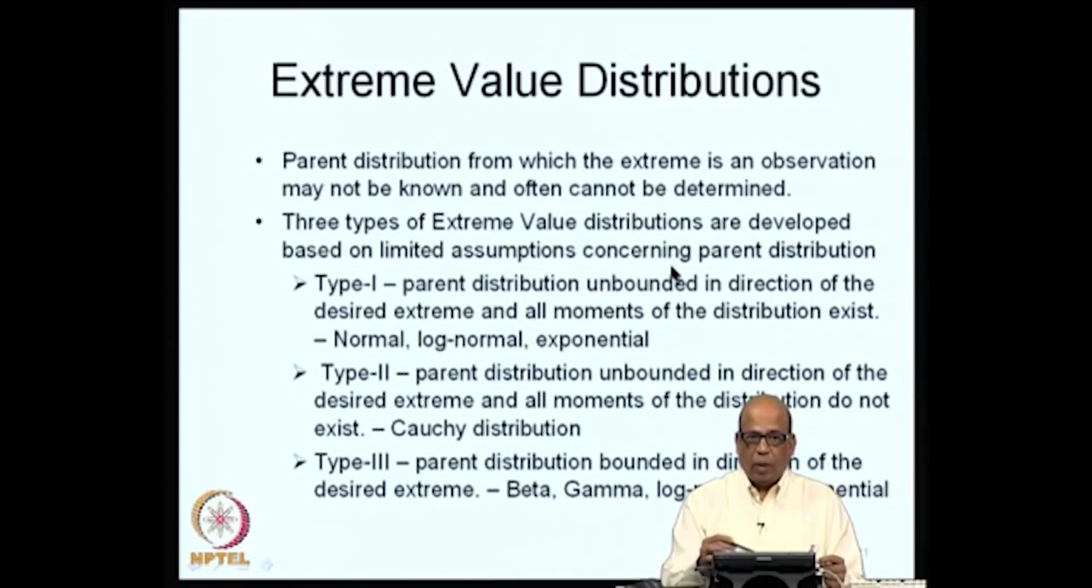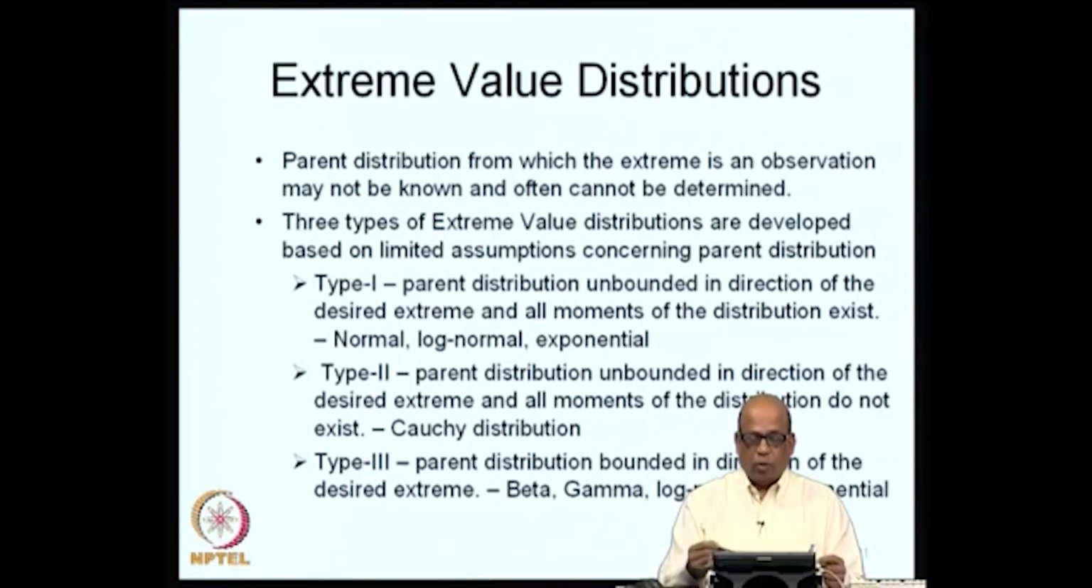The type 1 and type 3 are extensively used for both the peak flows, the high intensity rainfalls, as well as the low flows and the minimum rainfall and so on. So, for both floods as well as droughts, the type 1 and type 3 distributions have been commonly used in hydrology. So, we will focus mostly on type 1 and type 3 distributions.